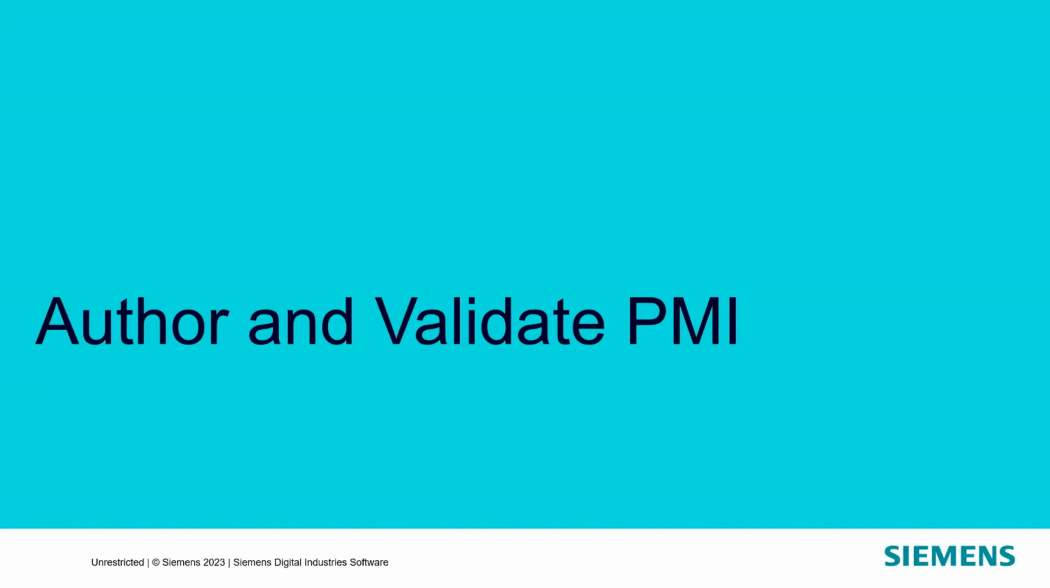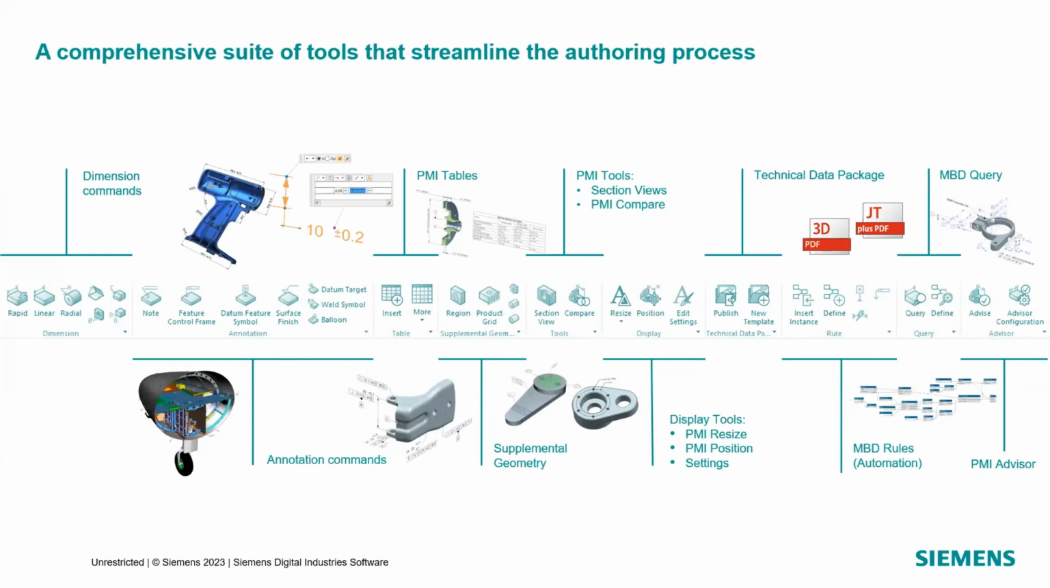So as we start with author and validate, inside of NX, we have all of our different applications. PMI is one of those applications that you would turn on inside of your modeling environment. And the toolbar will look something like this. It will cover everything from things that you would do for dimensioning, for annotating. Again, think of it as it's for 3D, just like you do for 2D. There's other things for section views and putting tables on there, and any of that type of information that you can do on a 2D drawing, we capture that in the 3D.